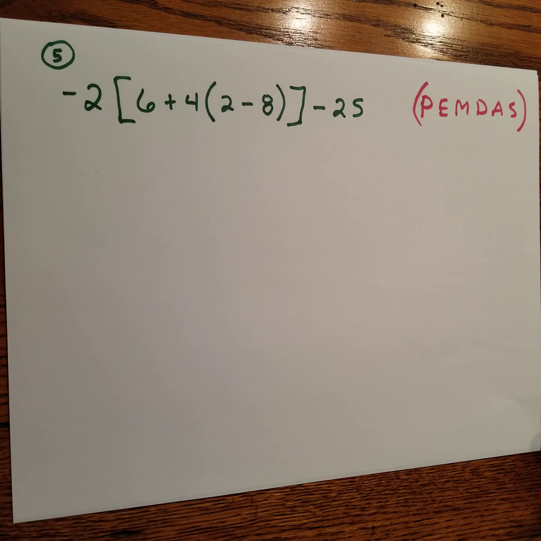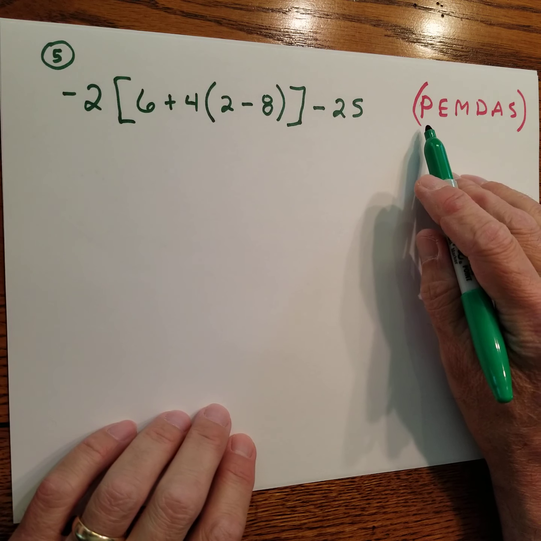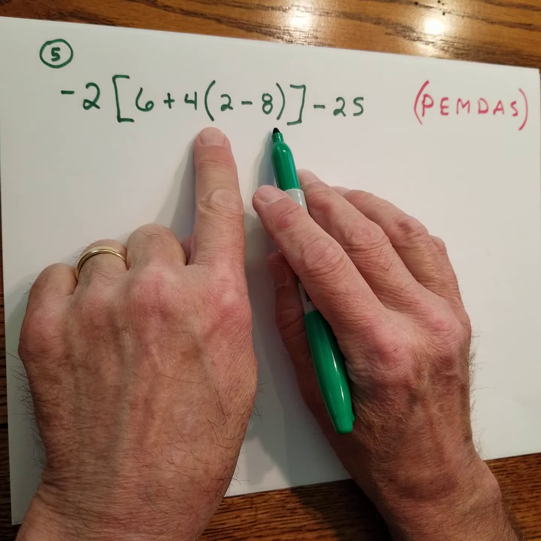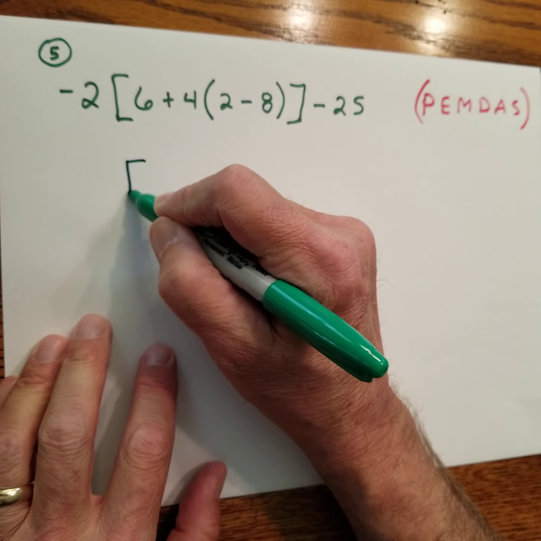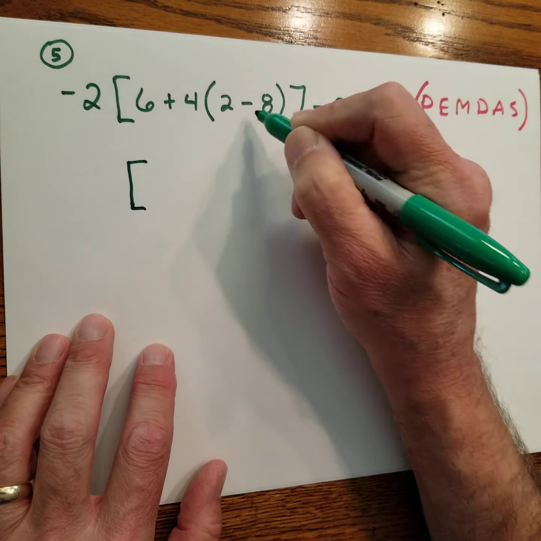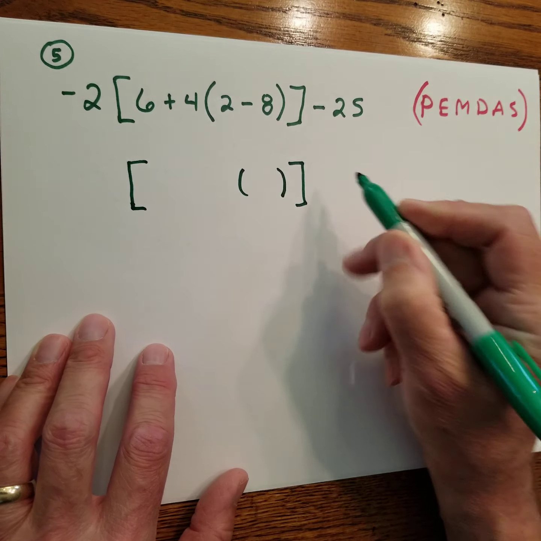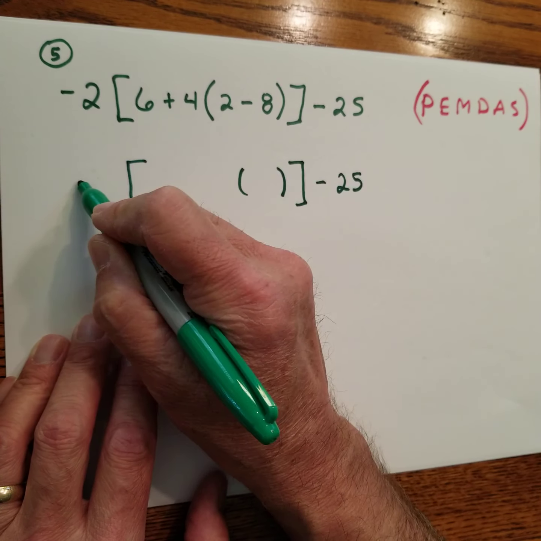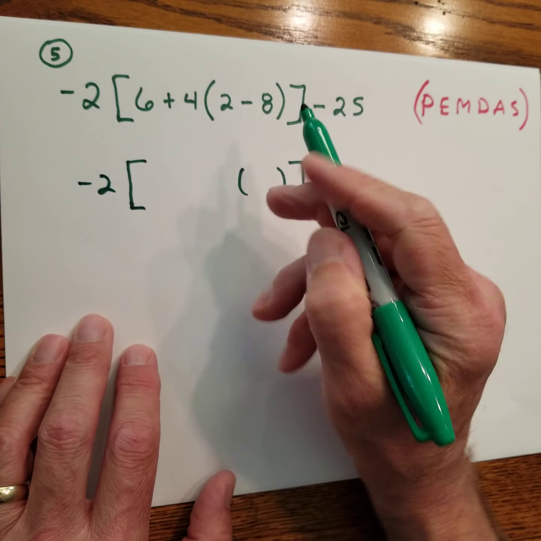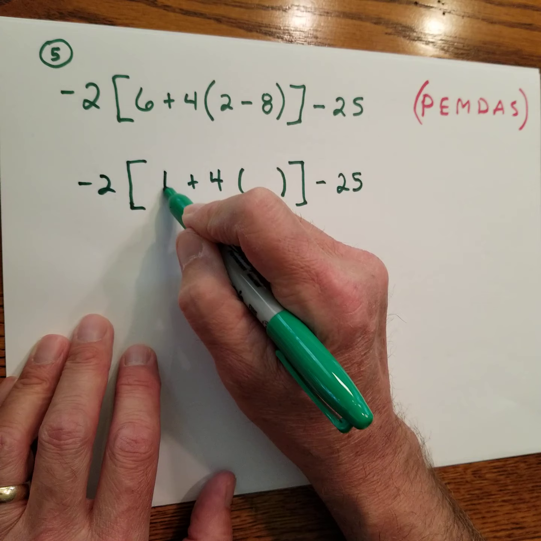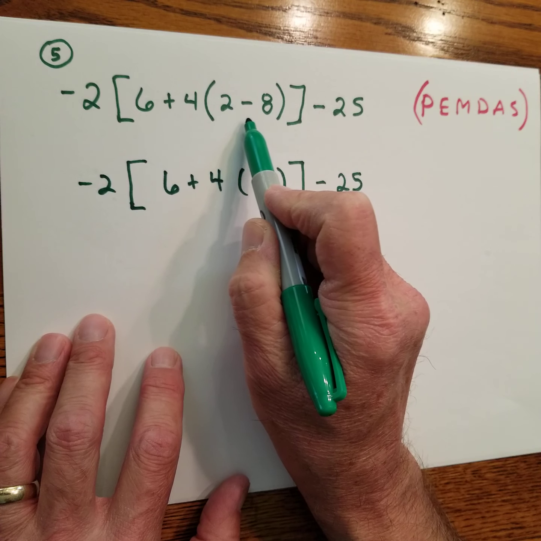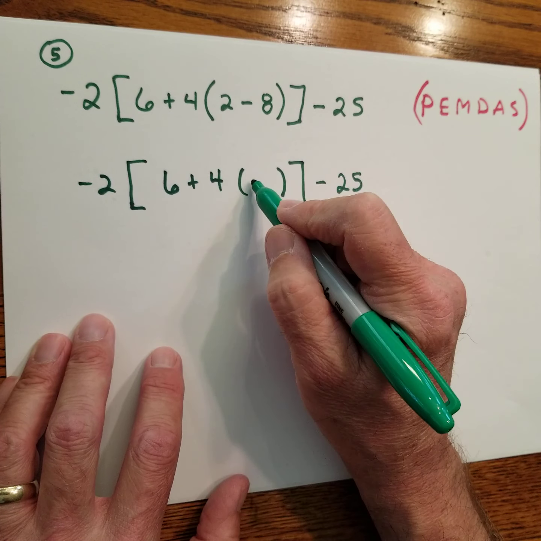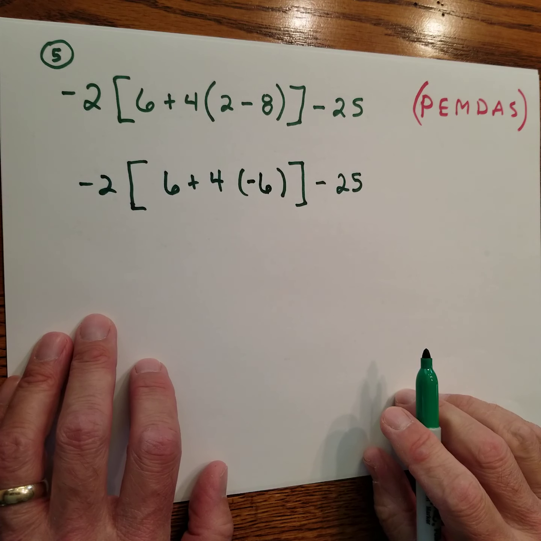All right, here's the busiest problem yet. If you can keep all of this one straight, you're having a great day. I see grouping symbols, a small set of parentheses, a big set of brackets. Let's start with the grouping symbols. But when we do that, we start with the small inside set. Don't worry about the things outside of the brackets yet. We're going to work in here. We'll copy everything else inside of the brackets. We copy everything except what's inside the innermost grouping symbol. 2 minus 8, that's negative 6.